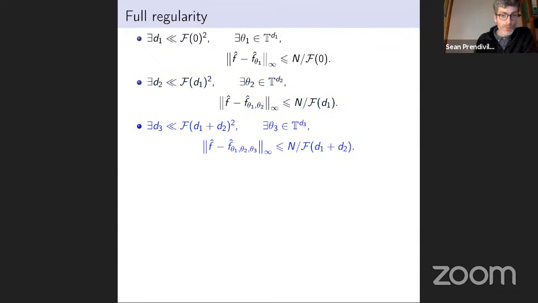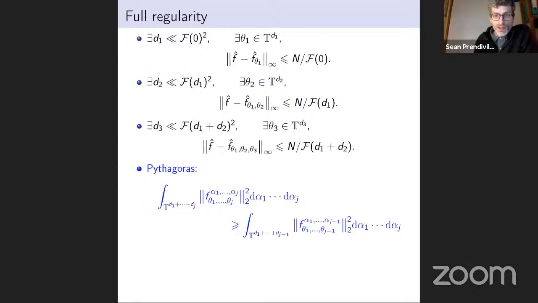So again, we apply the weak regularity lemma to get a Fourier approximation which is arbitrarily small in terms of that complexity d1 plus d2. And the price we had to pay for that is adding a new frequency vector theta 3 to our projection. And we just carry on doing this.